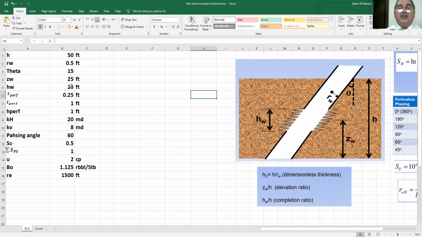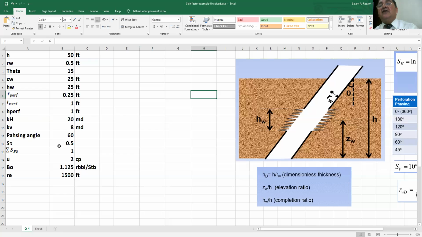Now the vertical length of the perforated section, HW, is 25 also. The radius of the perforation is 0.25. The length of the perforation is 1 foot, this is for the tunnel. The height of the perforation is 1. Horizontal permeability 20, vertical permeability 8. The phasing angle is 60. S sub D is given to you. What is S sub D?